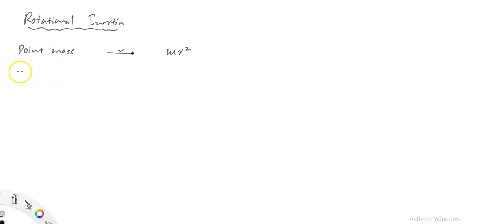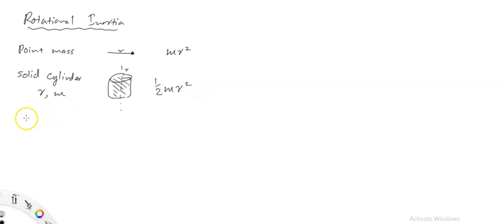A solid cylinder. So here's a solid cylinder with a radius r and mass m, rotating around this center axis. So the solid cylinder, that means the whole thing has matter in it. All right, so the equation is given by half times mass times radius squared.